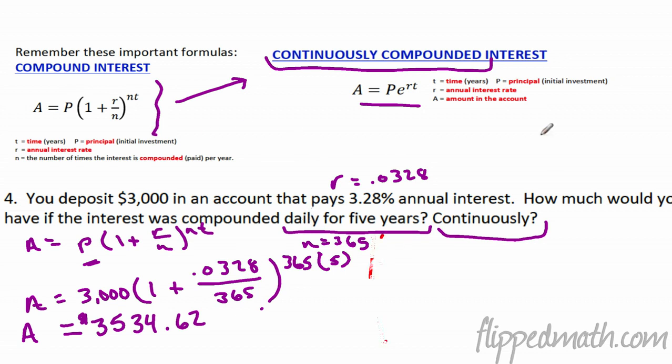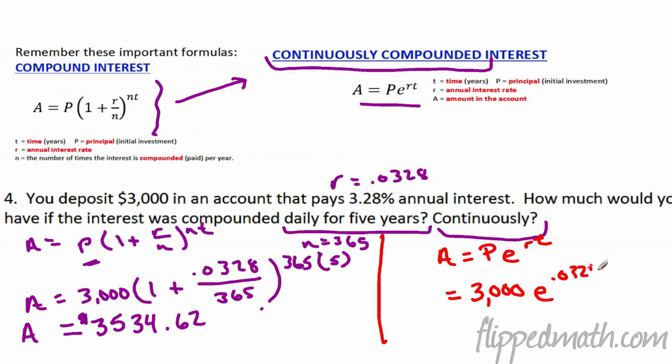Let's do the next one. The other form is actually a little bit easier. So we have A equals the principal times e to the rt. So in this case, what do we get here? 3,000, and then e, remember that's Euler's number, raised to the 0.0328. We still want that as a decimal. And then how much time do we have in this problem? Still equal to 5. When I work that all out, what do we get for your total amount? 3,534. So that's pretty close to the other one.